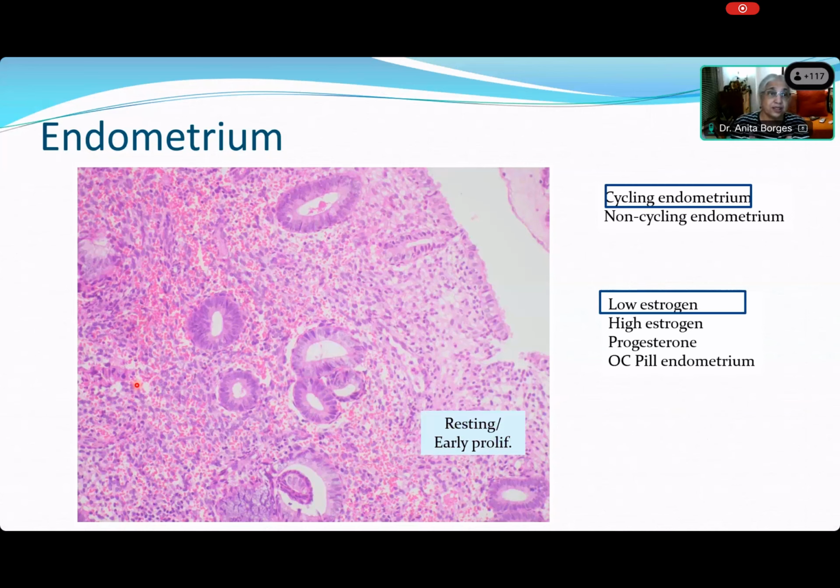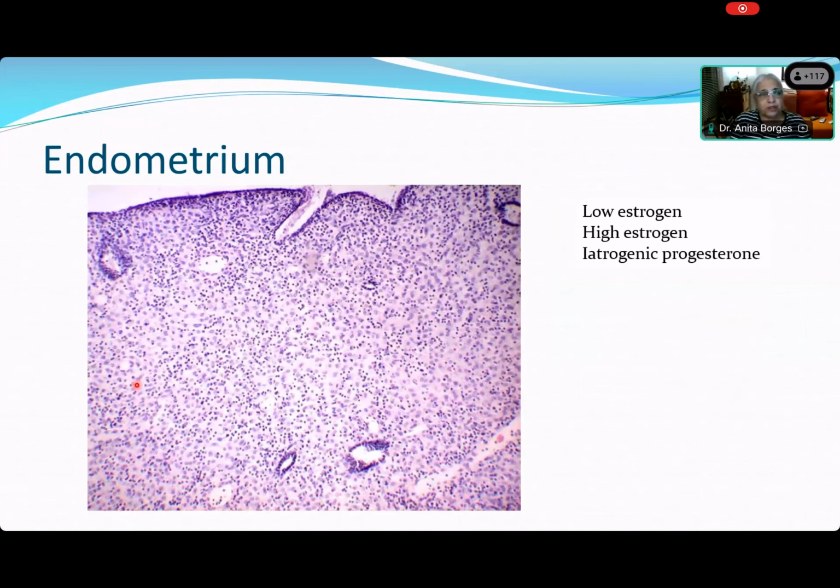And if progesterone is in the system, it will not allow estrogen to act and make that endometrium proliferate. So it cannot be an OC pill endometrium. This is a low, early resting endometrium. All right, now tell me, what is this? Low estrogen, high estrogen, iatrogenic progesterone. Come on, Simi. Yeah, iatrogenic progesterone. Excellent. Yes, it is iatrogenic progesterone.